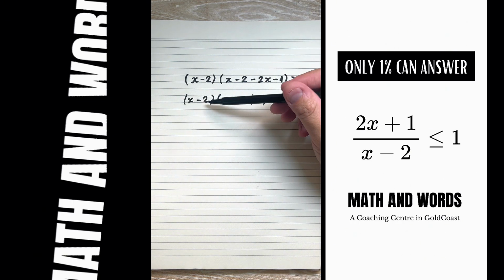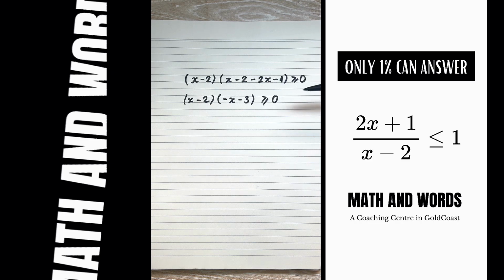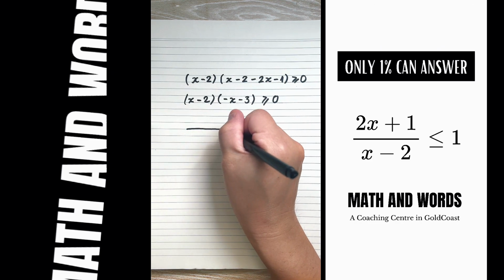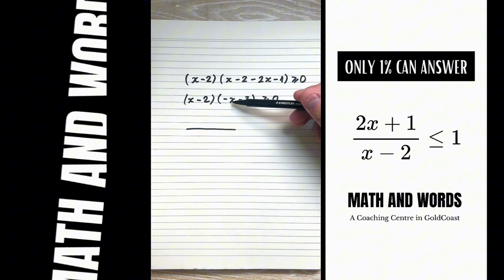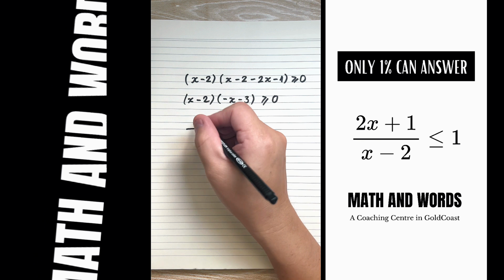And then I need to solve this inequality, and then I need to sketch this parabola out. If I solve this, I'm going to have x equal to 2, and over here, x has to be equal to negative 3. Now the intercepts of this parabola are negative 3 and 2.